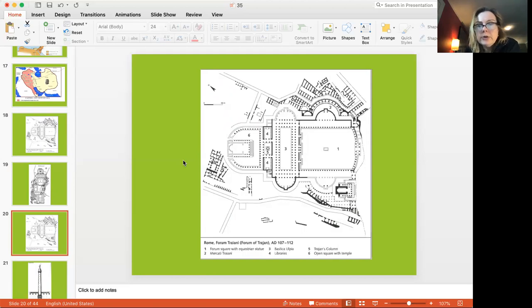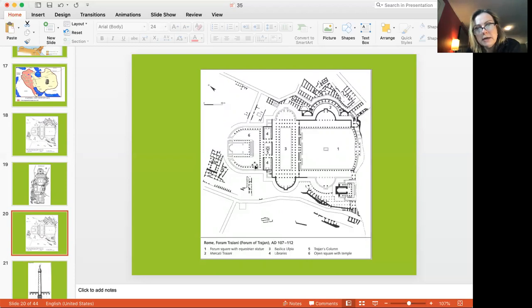Now, if we look at this forum, it has some space that's very similar to some of the other fora. There is a big wide open space in which in the middle there is an equestrian statue of Trajan, that he's on a horse. Here in the middle, number 3, we have a large basilica. So this is now offering indoor space for various legal cases. Number 4, two buildings of libraries, one Greek, one Latin. And then number 6 here is another open square onto which Trajan had a temple built.